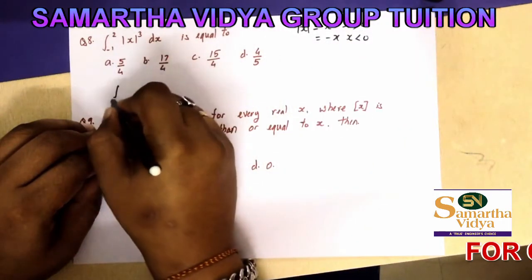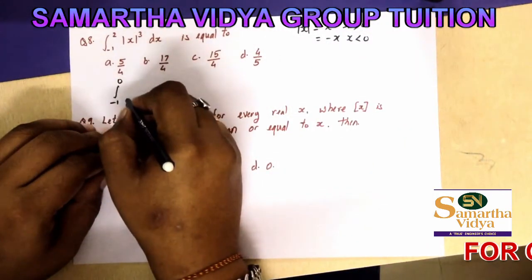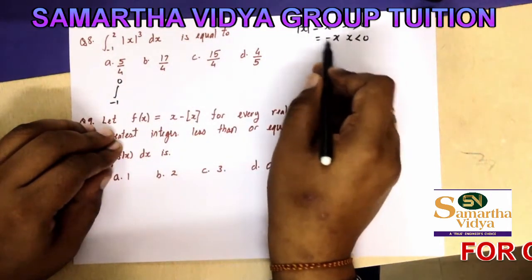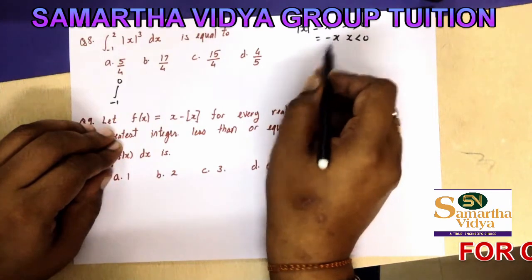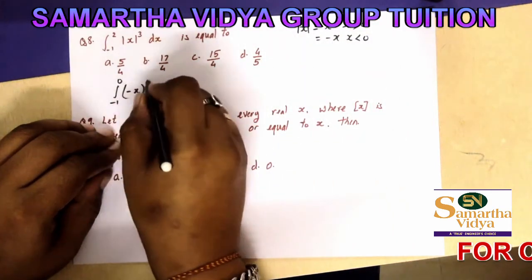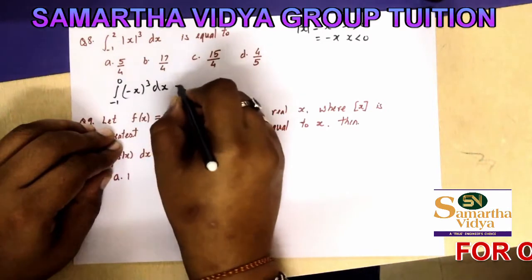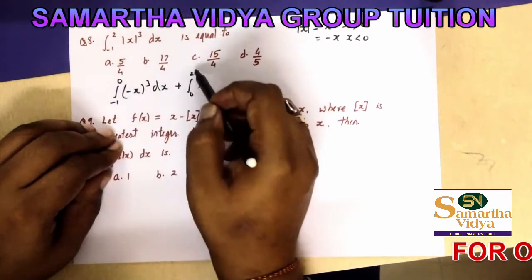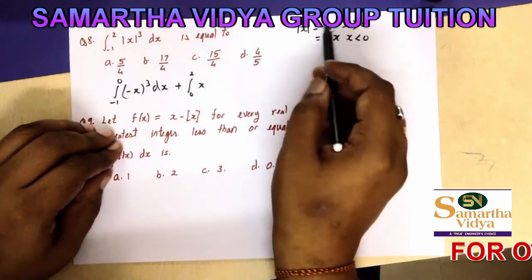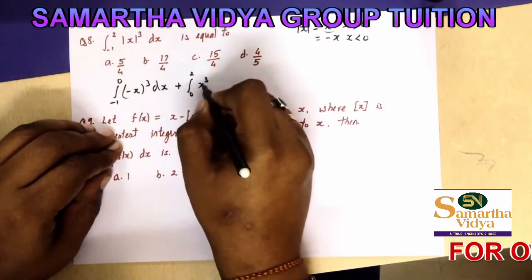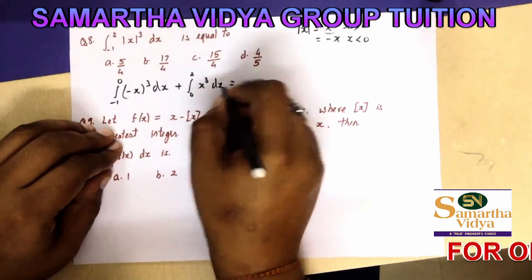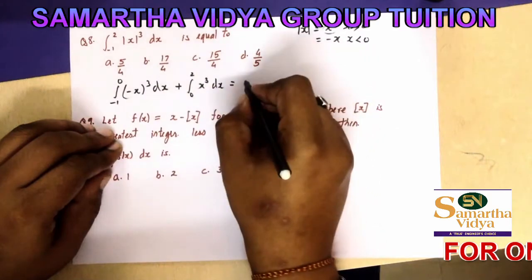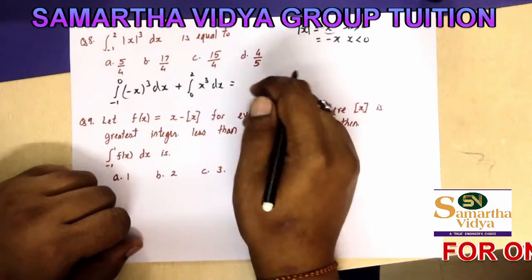So the integration will go from minus 1 to 0, and since it is in the negative region, it is minus x. So it is minus x cube which is to be found out, plus from 0 to 2, which is a positive region, it will have the value x. So it remains x cube. Now we know that minus x the whole cube is nothing but minus x cube only, and I need to find the integration for that.